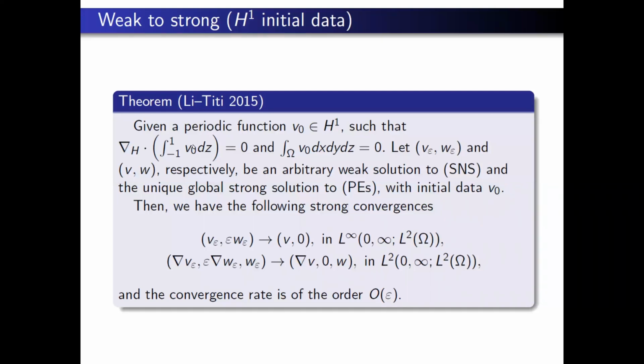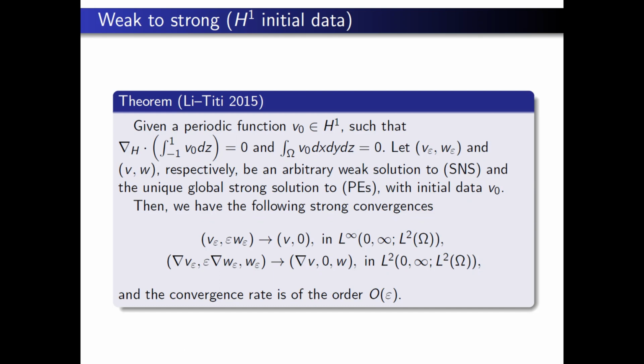The theorem here is: given a periodic domain, at least for periodic boundary conditions, that's what we have. V0 is the horizontal velocity in H1, such that this is the condition needed, which we call well-prepared initial data, because this is the condition for the primitive equation. We need that for the primitive equation because I want them to have the same initial data. And without loss of generality, we assume that the average is 0. Let V epsilon, U epsilon, and V, W respectively, the first one be an arbitrary weak solution of the scaled Navier-Stokes equation.